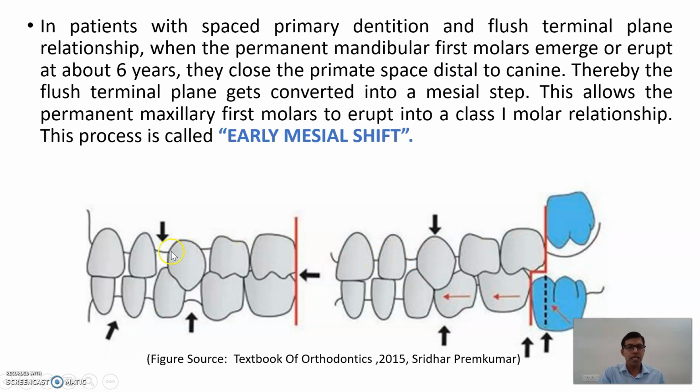Early mesial shift occurs early and it utilizes the primate space. Primate space is present in the maxillary arch mesial to the canine and in the mandibular arch distal to the lower deciduous canine. Initially, the deciduous first and second molars will shift mesially towards these spaces, which will allow the erupting first permanent molar to erupt in a class 1 relationship. This kind of shift is called early mesial shift, as you see in these diagrams.